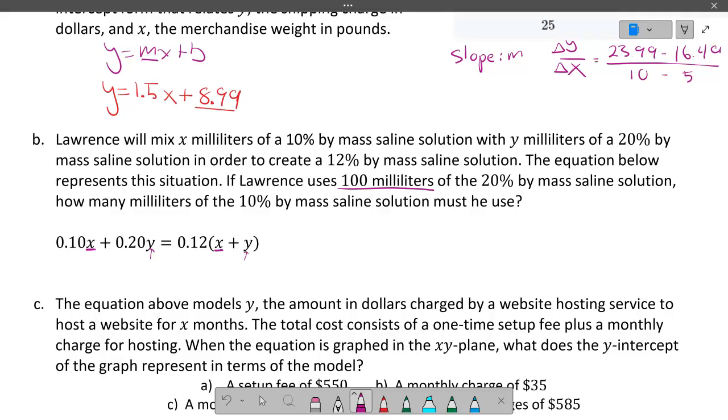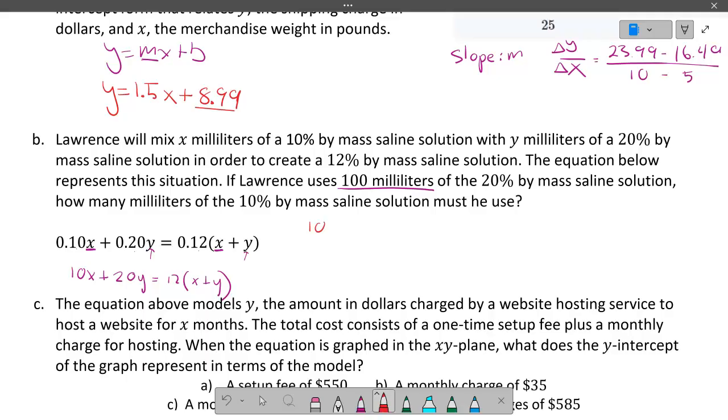Multiply by 100. It's percentages, right? Multiply by 100, we got 2 decimal points. That'll clear up my decimals. So I'm going to have 10x plus 20y equals 12x plus y. Simplified our equation. Now we can substitute in. We're going to have much easier math to deal with.